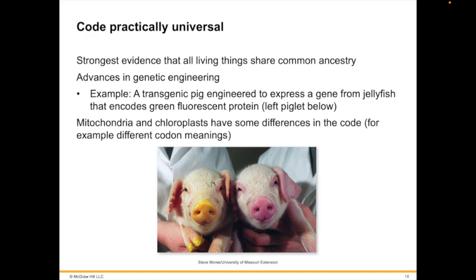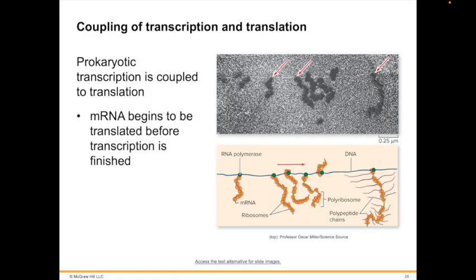And as I mentioned, shown to you here, the piglet on the right is a conventional piglet. The piglet on the left was engineered to express a gene from jellyfish that encodes green fluorescent protein. The glow on the piglet's nose is due to the expression of this introduced gene. Such transgenic animals indicate the universal nature of the genetic code. So that's the one thing I'll mention from that 15.3 section.